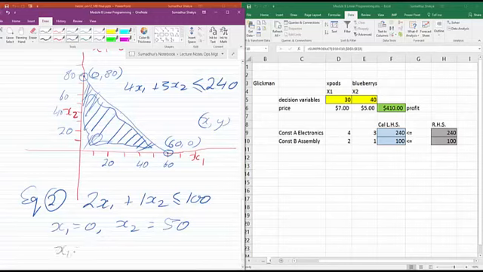Or the other way around, we want to find out what x1 is when x2 equals 0. So when we put x2 equals 0, this whole term becomes 0. So it will be 2x1 equals 100. Therefore, x1 will be 50.